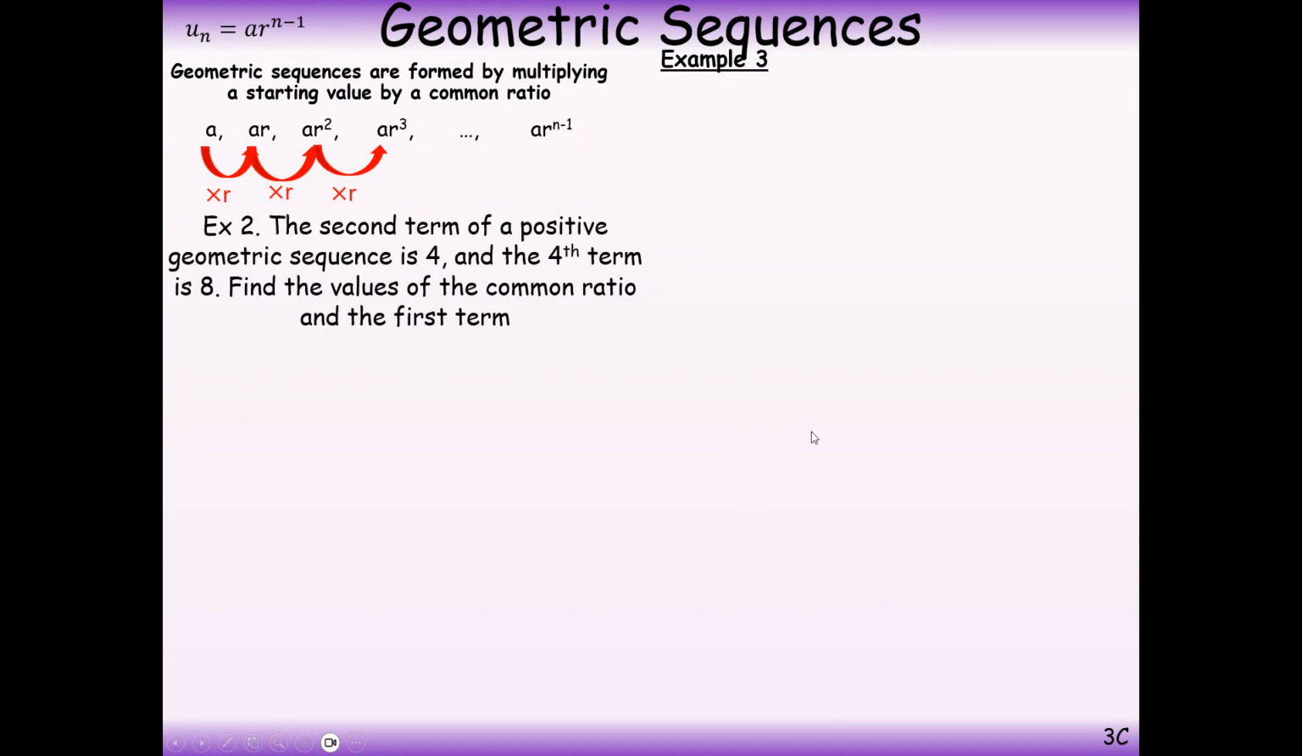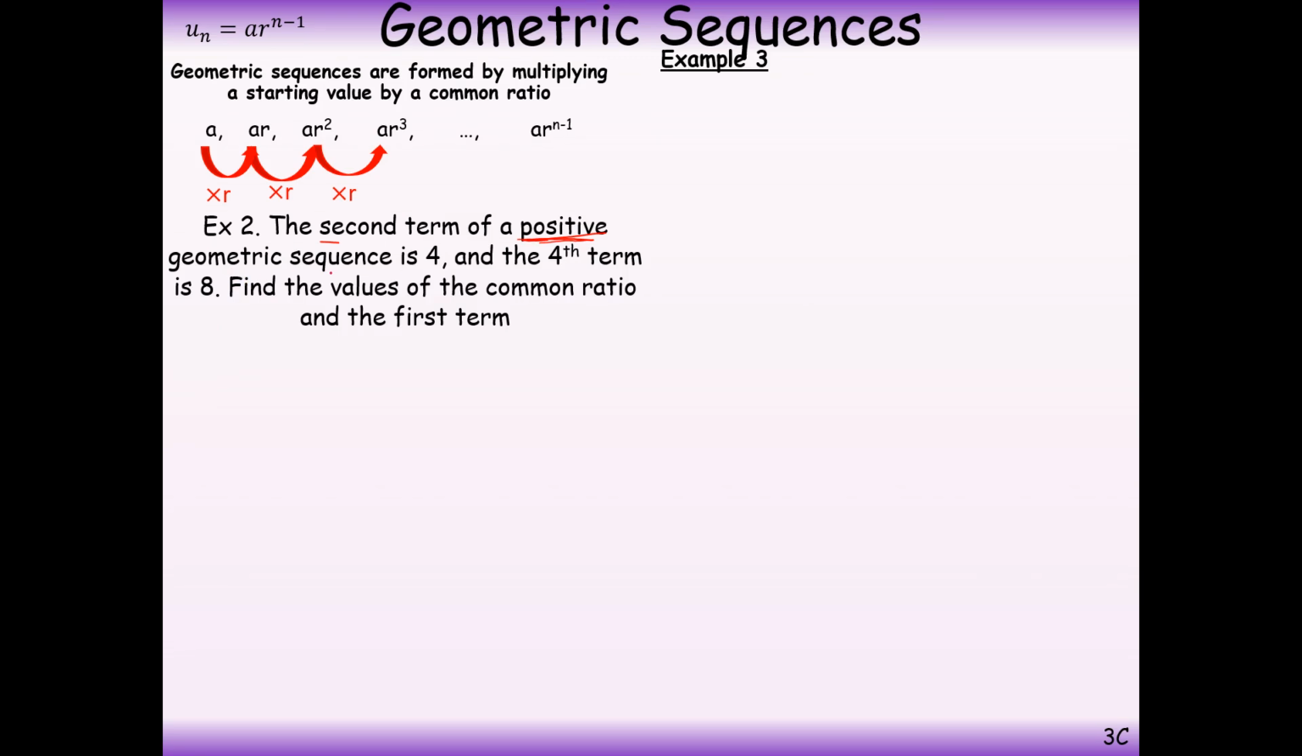So here we've been told that the second term of a positive geometric sequence is 4 and the fourth term is 8. Okay, make note of the fact that it's a positive geometric sequence. That means the ratio has to be positive.